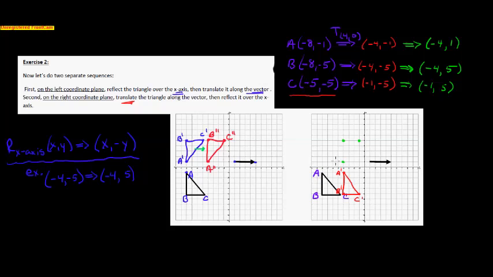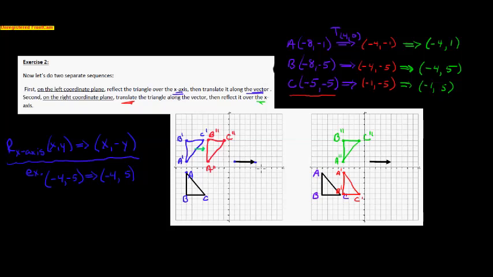So this is A double prime. Here's B double prime. And here's C double prime. And then I just connect the dots. And so what we want to see is, did it matter in which order that I did the reflection and translation, that I did the sequence? Alright, so if I compare these two, it looks like I ended up with the same points.